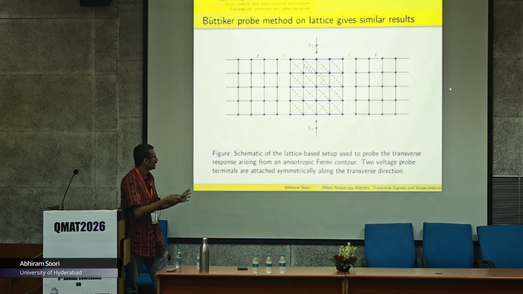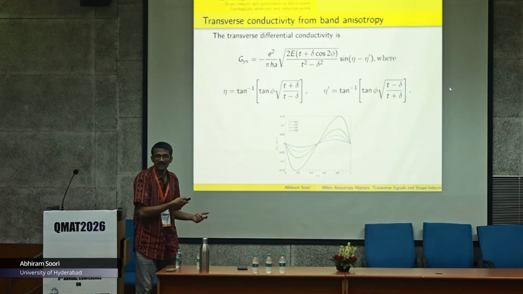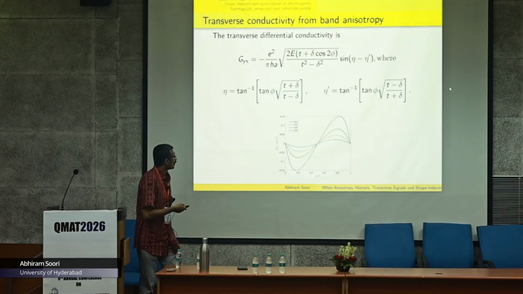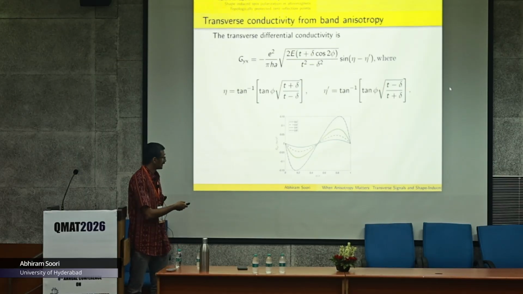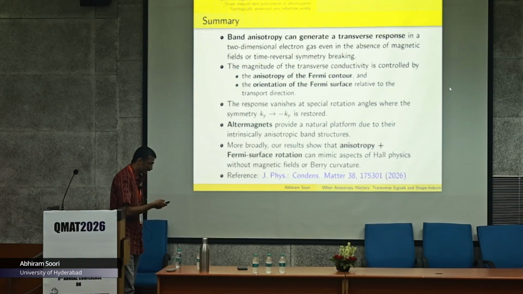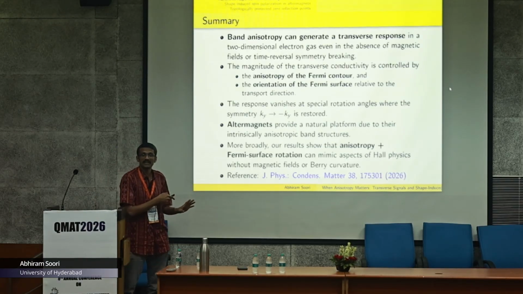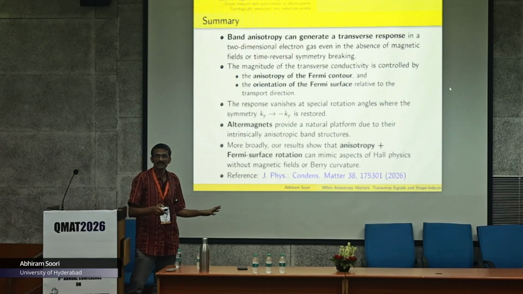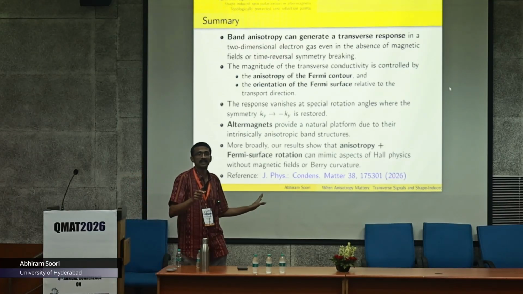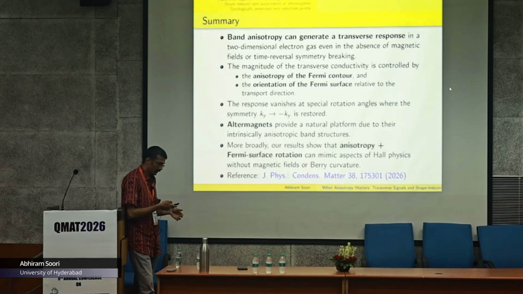Okay, so this has to be done numerically, and what we find is that this same kind of behavior is reproduced when you do the lattice model calculations. So this is the summary of this part. Basically what I am telling is that without the need of any magnetic field or even Berry curvature, some aspects of Hall physics one can get in a very simple-minded system. Okay, so this is the first part of my talk.